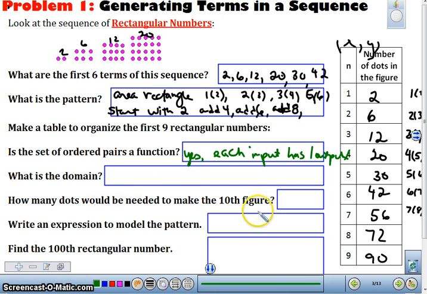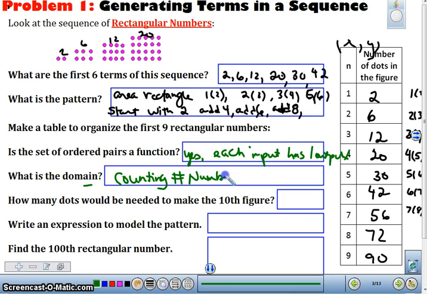If we're looking at our domain, well, think about this. If we're looking at rectangular numbers, can we have anything negative? No. Can we have fractions or decimals? No. So what is our domain? Our domain is going to be our counting numbers. So it can't even have 0 as a side. Counting numbers.